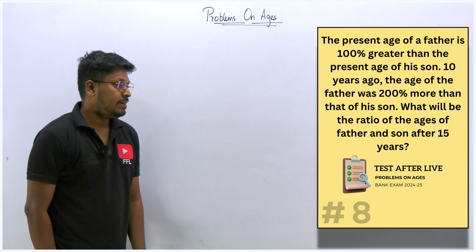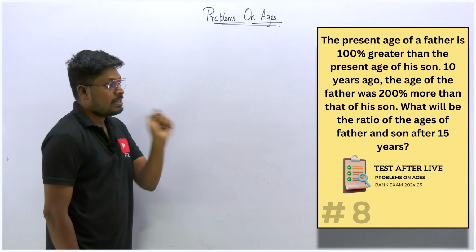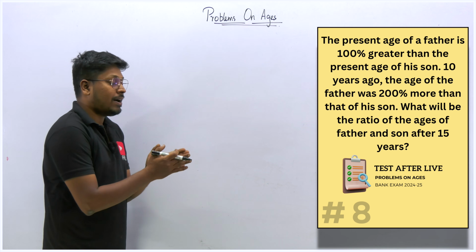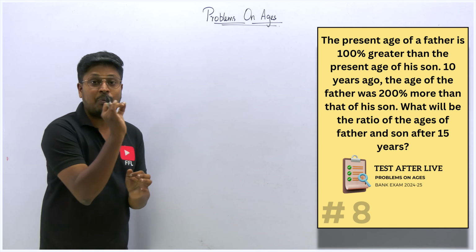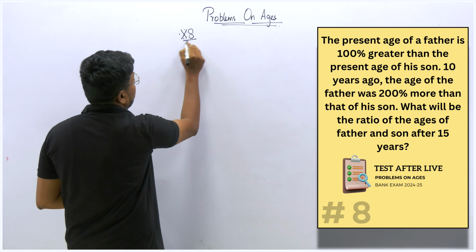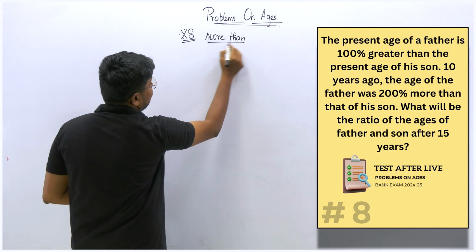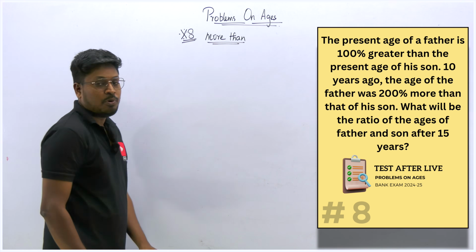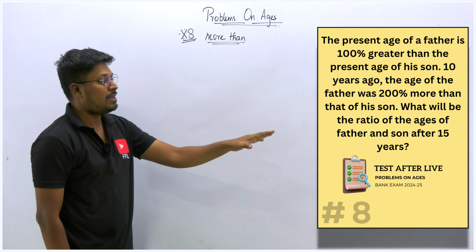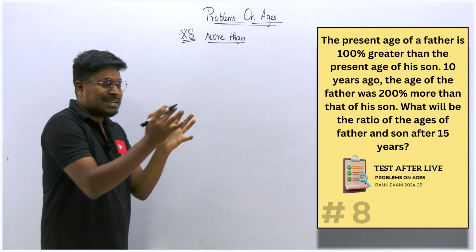Question number 8. The present age of father is 100% greater than the present age of his son. So 10 years ago, the age of father was 200% more than that of the son. So friends, just see here, the 8th question is the most important question. Why? Because they have given the words "more than". So you have to be very careful if you see the words "more than" in problems on ages. Right? So first, what they are saying is the present age of father is 100% greater than the present age of son. So 100% greater.